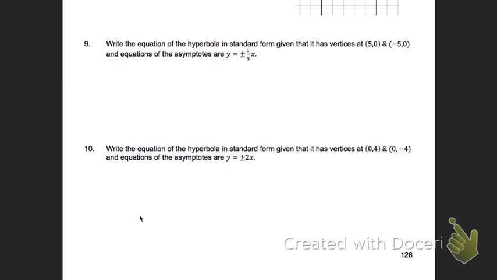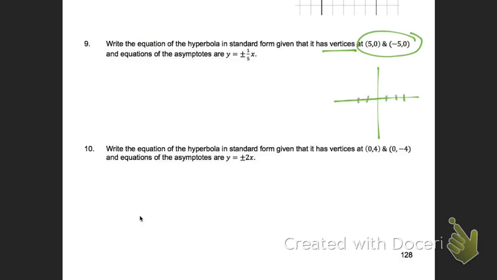Okay, so number 9 and 10. This is what I was talking about with the asymptote thing, just the diagonals. I'll do number 9 with you, and then you guys can do number 10. On number 9, it says write an equation of a hyperbola in standard form that has vertices at 5 and -5. Those are our 2 points that we stem the hyperbola from. My suggestion is to just draw a picture. So here's my beautiful graph. I have vertices at 5 and -5.